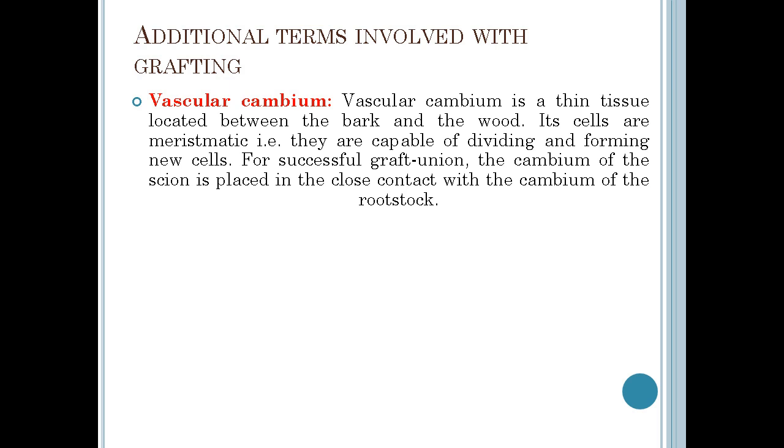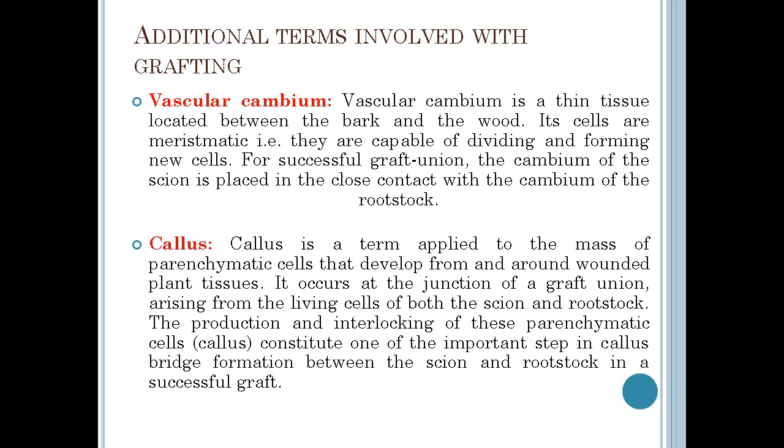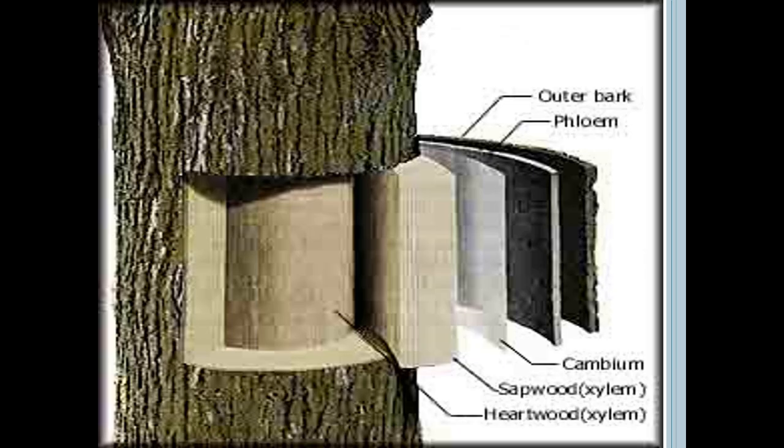Callus. Callus is a term applied to the mass of parenchymatic cells that develop from and around wounded plant tissues. It occurs at the junction of a graft union arising from the living cells of both the scion and rootstock. The production and interlocking of these parenchymatic cells constitute one of the important steps in callus bridge formation between the scion and rootstock in a successful graft. Outer bark, phloem, cambium, sapwood and xylem.